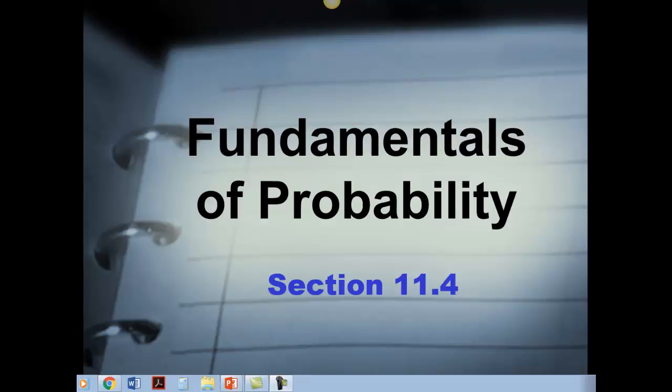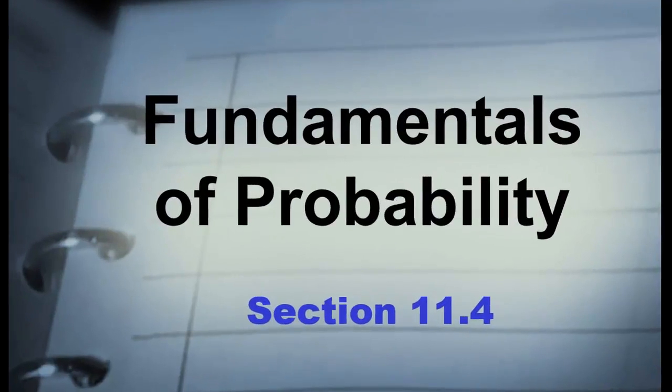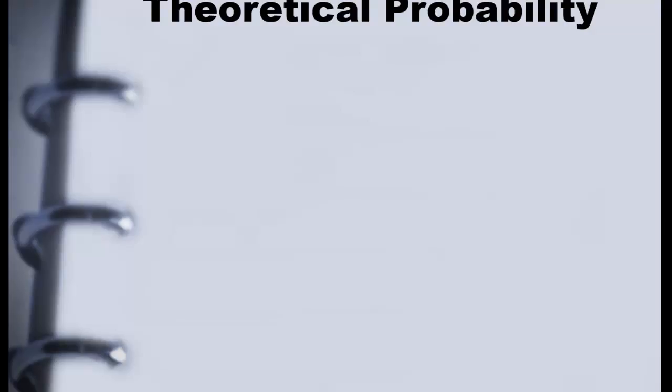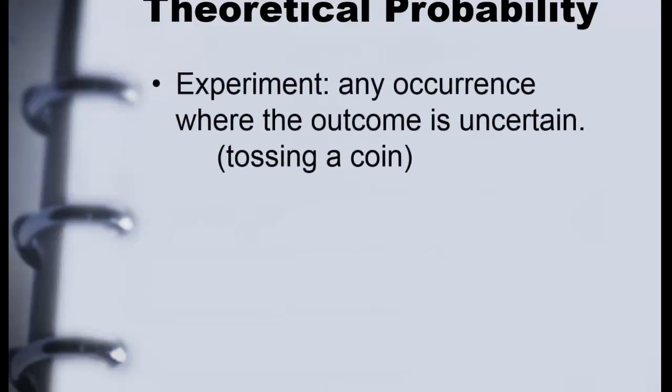Now we're going to switch gears from permutations and combinations to fundamentals of probability, section 11.4. Let's look at some definitions. Theoretical probability. First one, experiment. Any occurrence where the outcome is uncertain, such as tossing a coin.